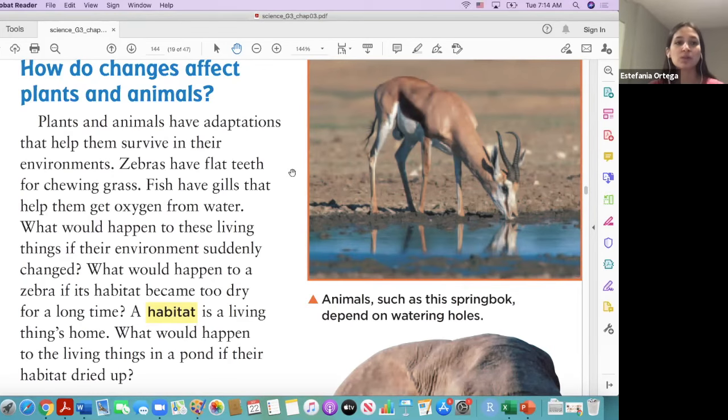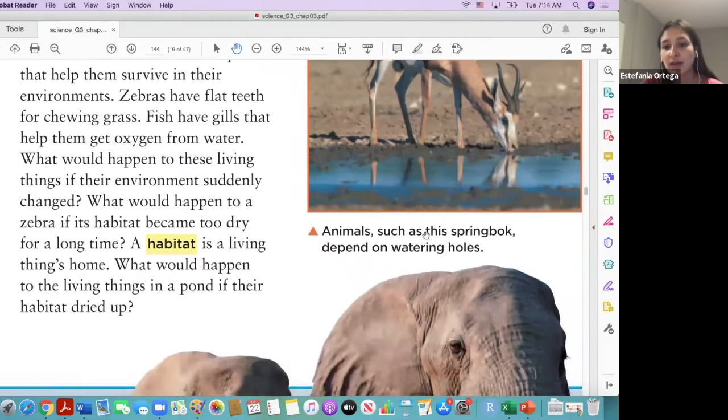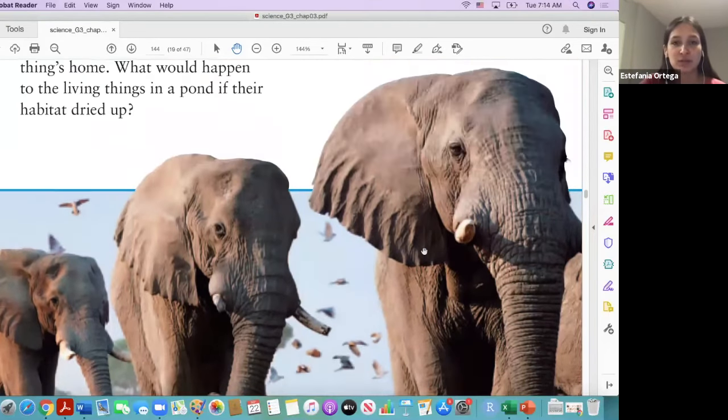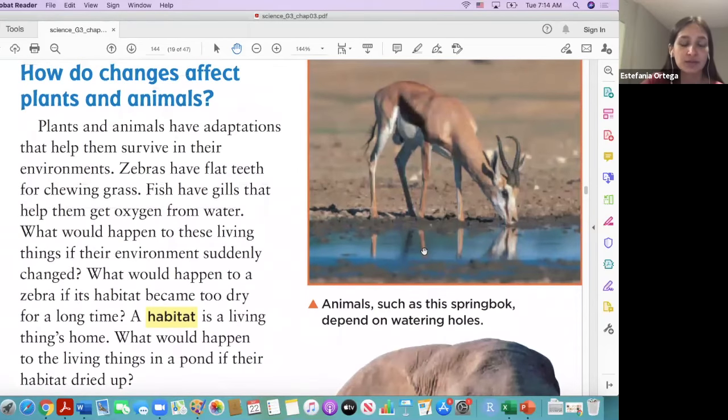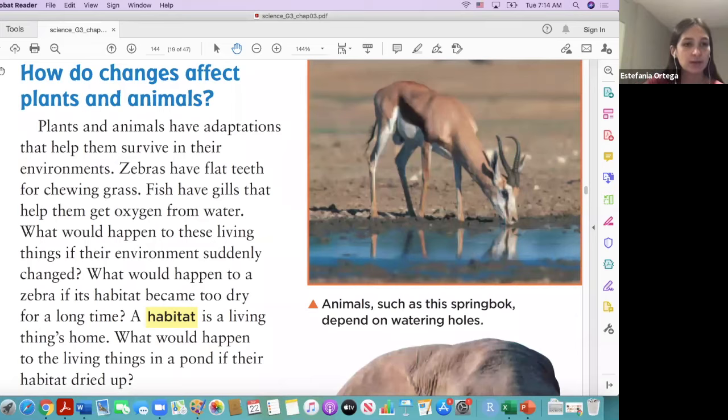So I think we read this too, but it's good to go back and reread it. Here we have a very important word, which is habitat, right? Looking at this page, again, what is habitat? Habitat is a living thing's home. For example, if this elephant lives in a desert, his habitat is this desert. It's just where something lives, okay? Like a fish lives in a river, ocean, or pond. Exactly, that's the fish's habitat. Okay, so go ahead and read this, please.